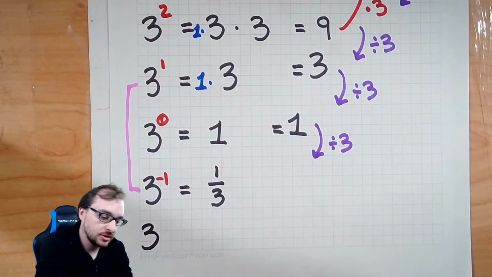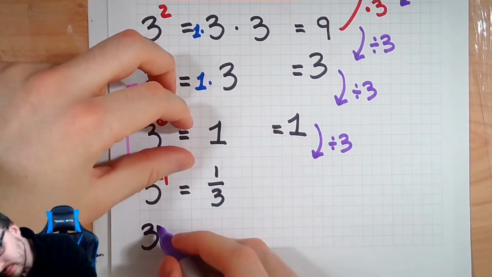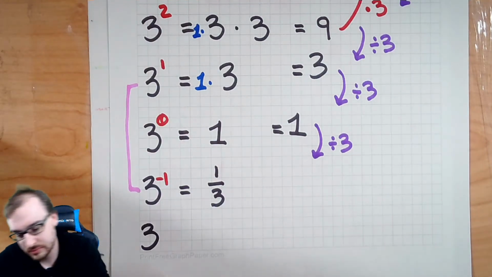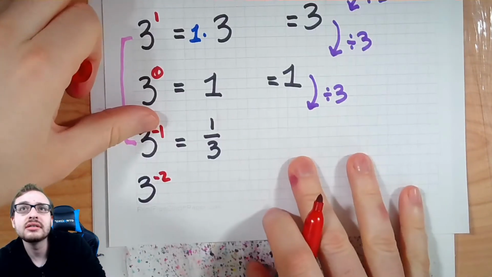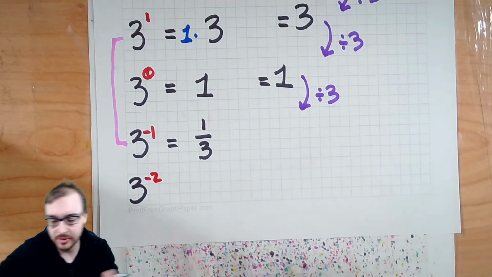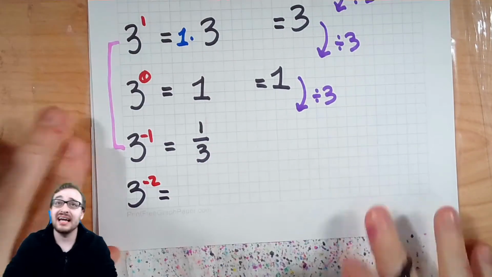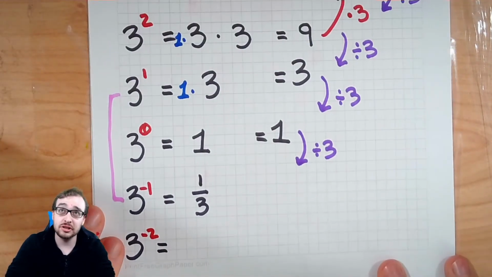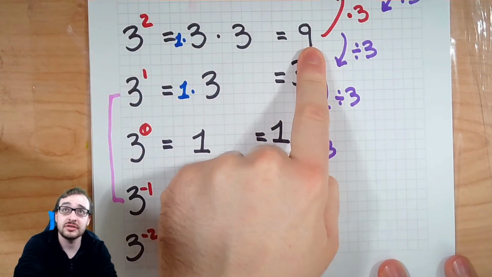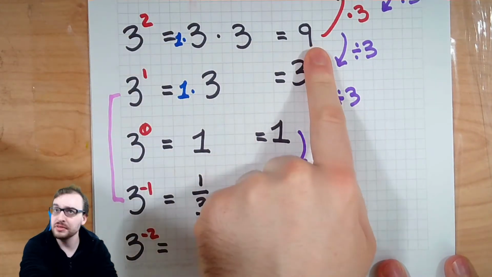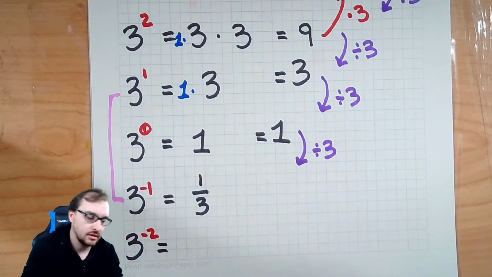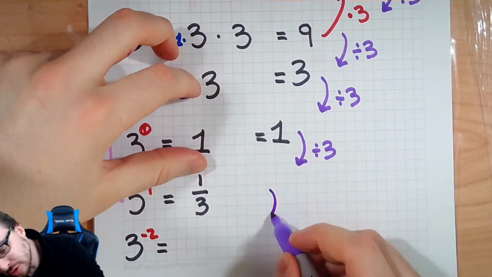3 to the negative second. Oops, not purple. We want red. Consistency. All right, so what's going to happen here? Well, our prediction should be the same thing as this one, 3 squared, right? Except it should be flipped, so 1/9. What we should get. Do we get that?